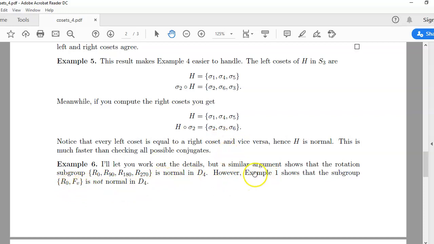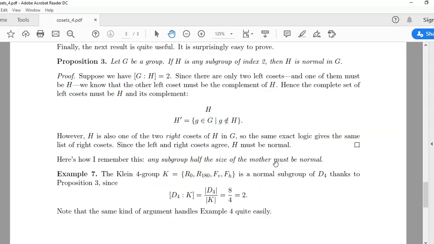Okay, so we got one last thing to say about normality, which is here is a simple test to tell if a subgroup is normal. It is not necessary, but it is sufficient. It turns out that any subgroup of index 2 must be normal. This is very, very, very nice. Okay. So if you're lucky enough that your subgroup has index 2, then it must be normal. It's very easy to check.